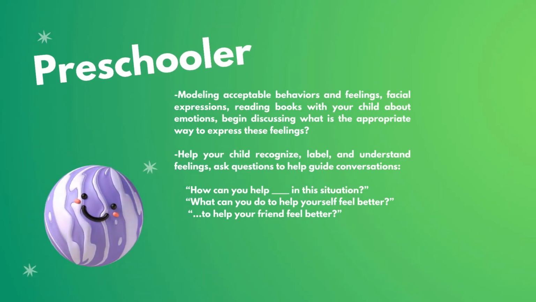To support your preschooler in social and emotional growth, be sure to model acceptable behaviors, feelings, and facial expressions, and read books with your child about emotions. This will provide opportunities for you to begin discussing the appropriate ways to express feelings. Help your child recognize, label, and understand feelings and ask questions to help guide your conversations. Knowing and understanding their feelings, as well as the feelings of others around them, is key for their future success.